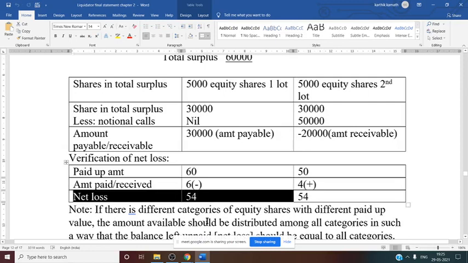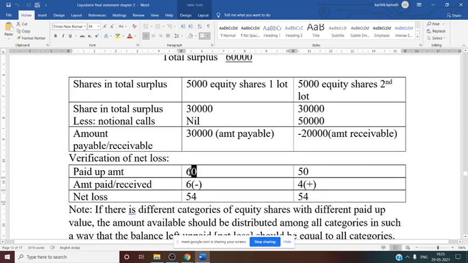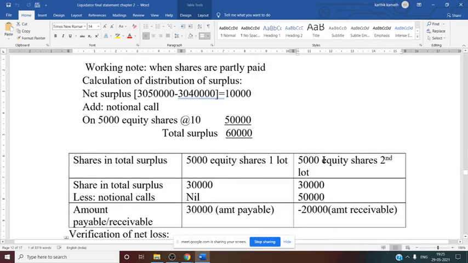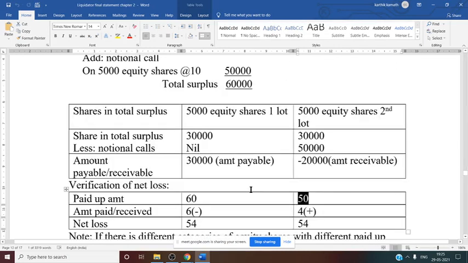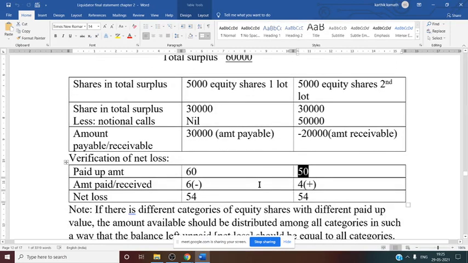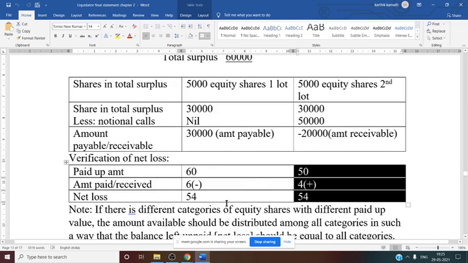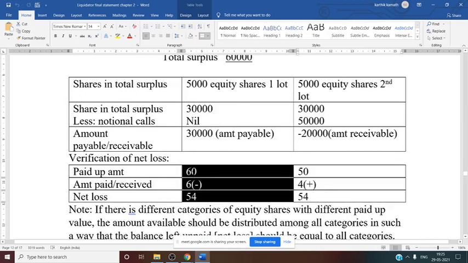So now you can understand here, paid up value is 60, amount paid is only 6. That means there is still a loss of 54 rupees. Now the second lot, again paid up value is 50. Now amount receivable. Amount receivable we know from the contributory side. So there we know that the value per share is 4 rupees per share. So 4 you have to add, since it is receivable you have to add, whenever there is a payable you have to deduct. So now 50 plus 4 is 54, that is for the second lot. For the first lot, 60 minus 6, that is 54.